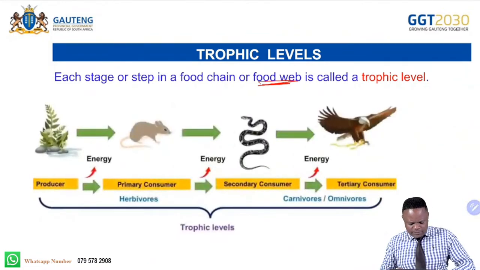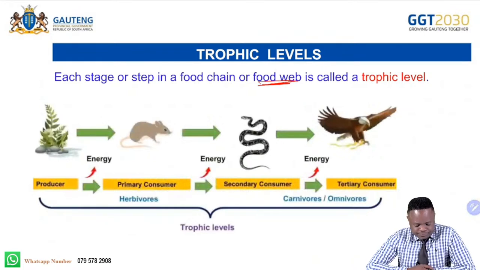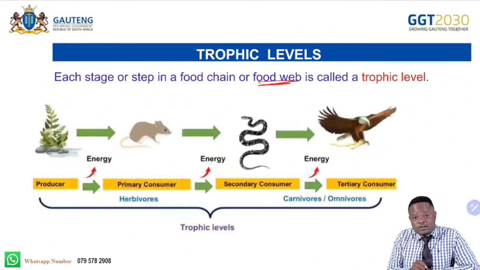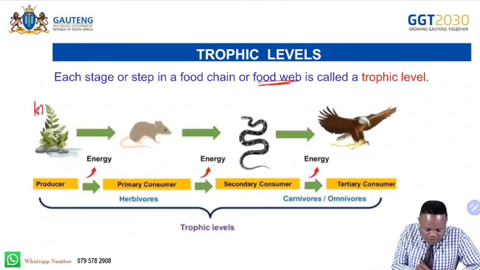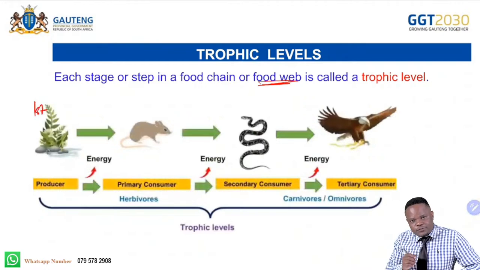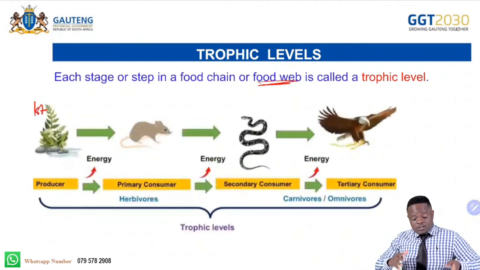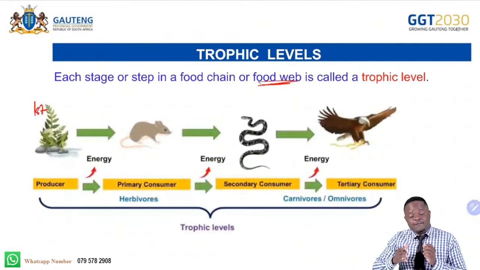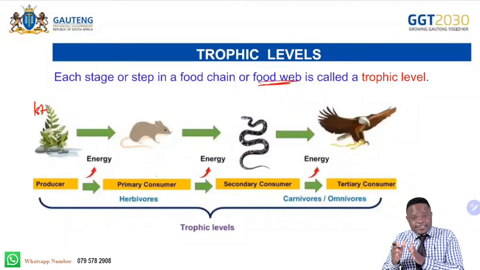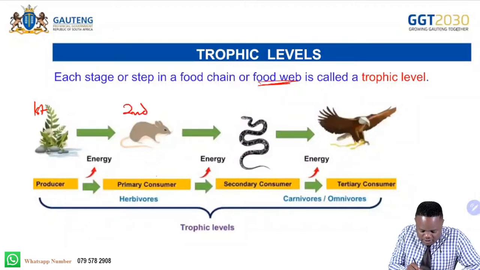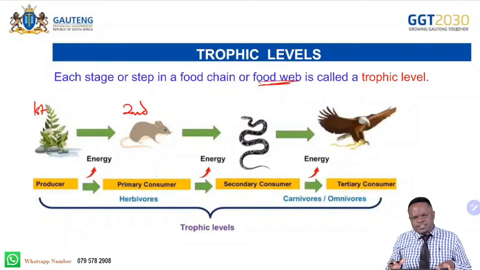Right, let's look at this typical food chain. We start with our producer there in our food chain, remember, which is our plant. Okay, so the producers represent a stage or a step, which we call a trophic level. So the producers, they fall in what we call the first trophic level. Right, the producers, they get eaten by our primary consumers, which takes us to the next step or stage. And we call that the second trophic level. Is it making sense?